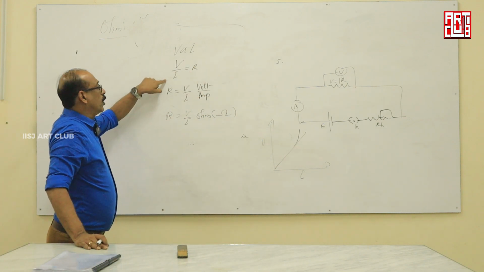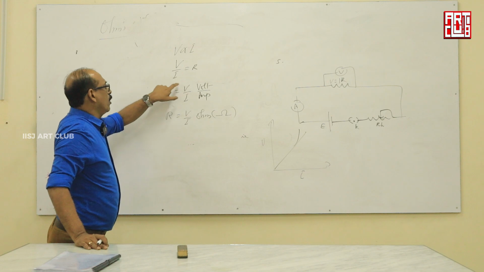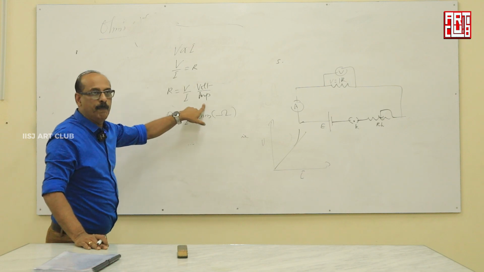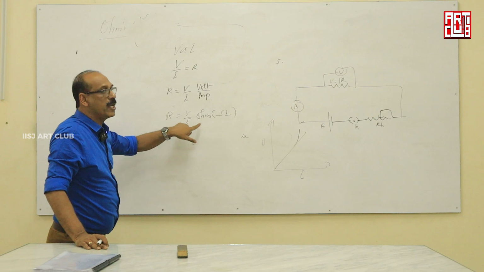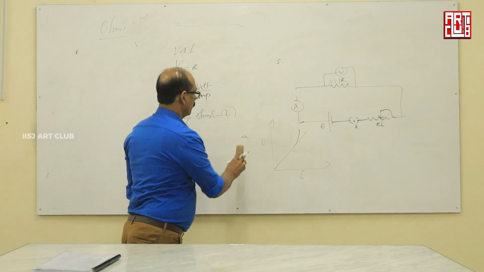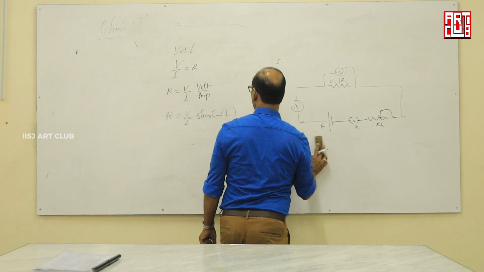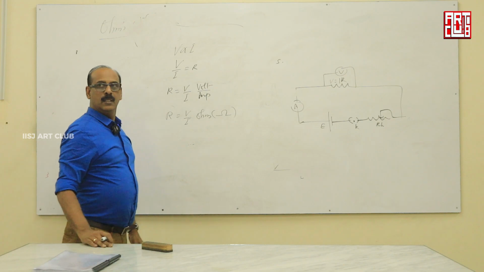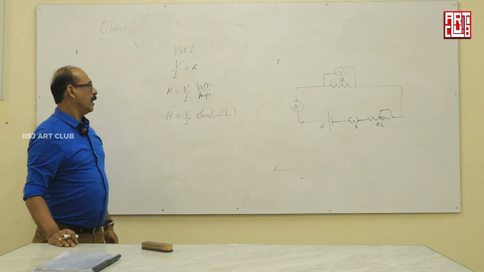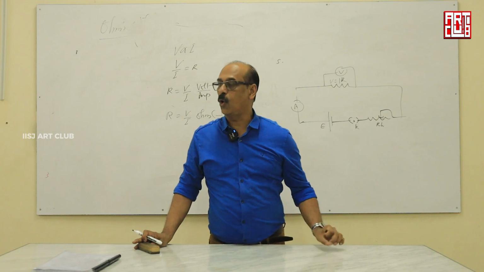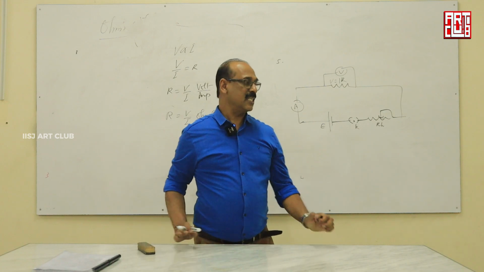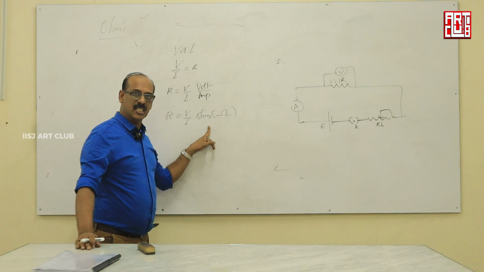Finish up to here. V by I is equal to R. R is equal to V by I, volt per ampere. And the resistance R is equal to V by I ohm. Clear? Now we have to define how much is 1 ohm, the unit ohm. This is the SI unit. SI unit of resistance is ohm.